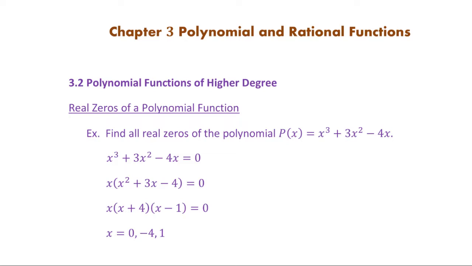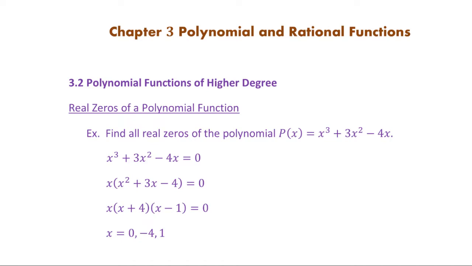Okay, so for example, if we want to find all real zeros of the polynomial p equals x cubed plus 3x squared minus 4x, it is asking you to solve this polynomial equation x cubed plus 3x squared minus 4x equal to 0. Okay, that's the actual question. So we know how to solve it. We just factor it. So first you can factor x from the left side. You get x squared plus 3x minus 4, and then you can further factor x squared plus 3x minus 4 as x plus 4 and x minus 1.